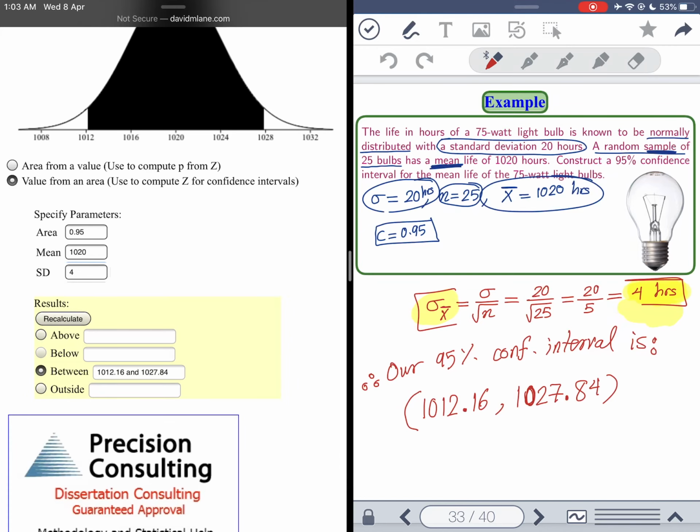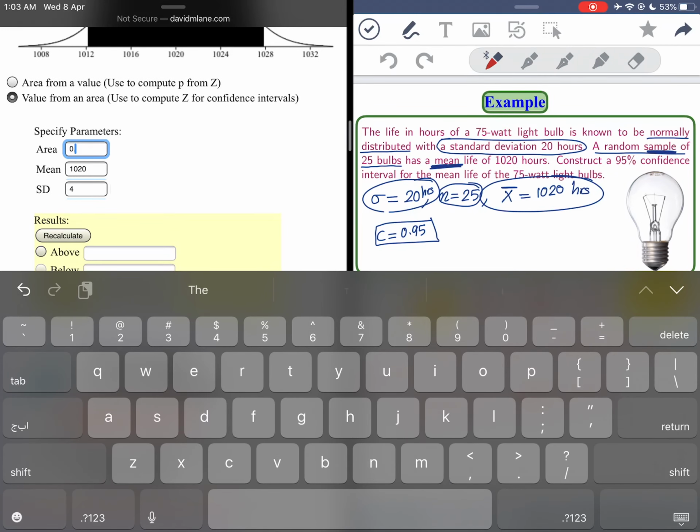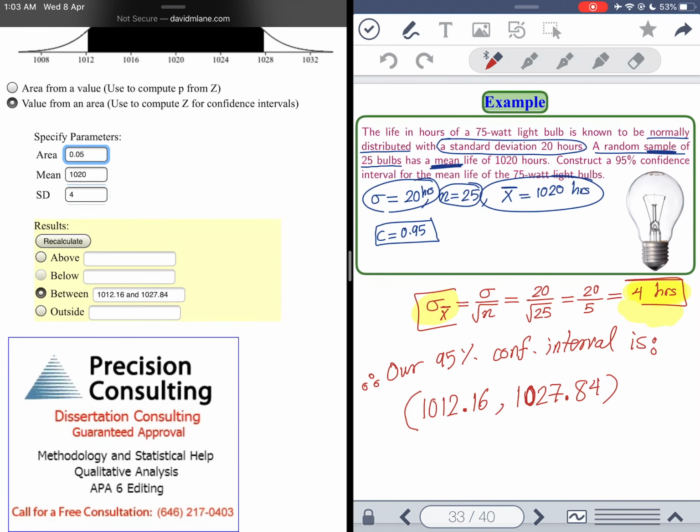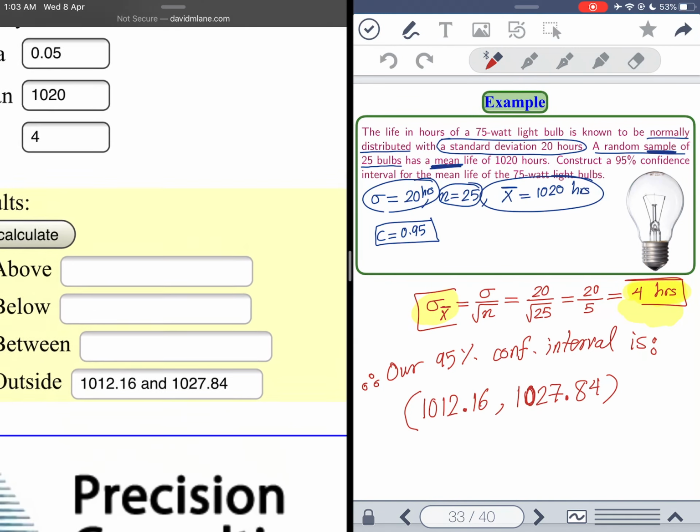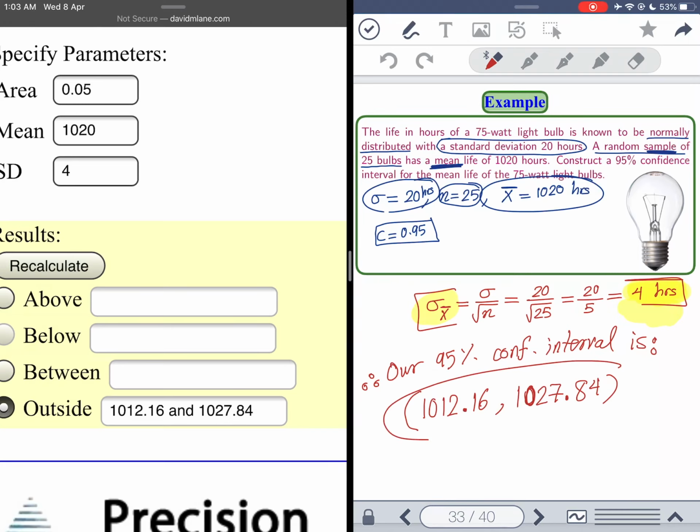Just to show you, if you do it using alpha, you will put 5%, that's the level of significance. Everything else is the same, just outside. Is it the same number? The same two numbers? Yes. With a happy face. Because I have a feeling that you understood it now.